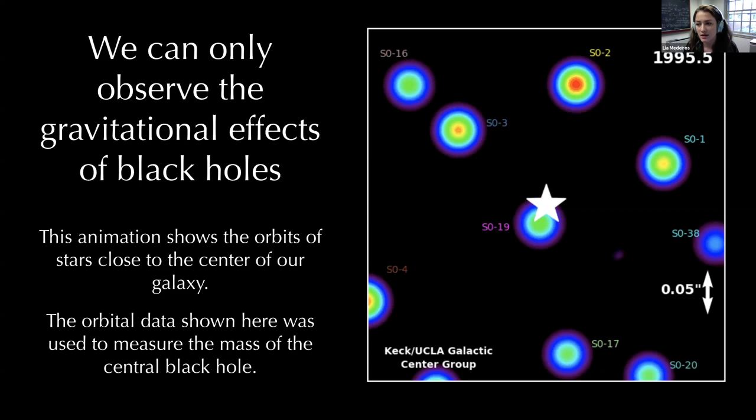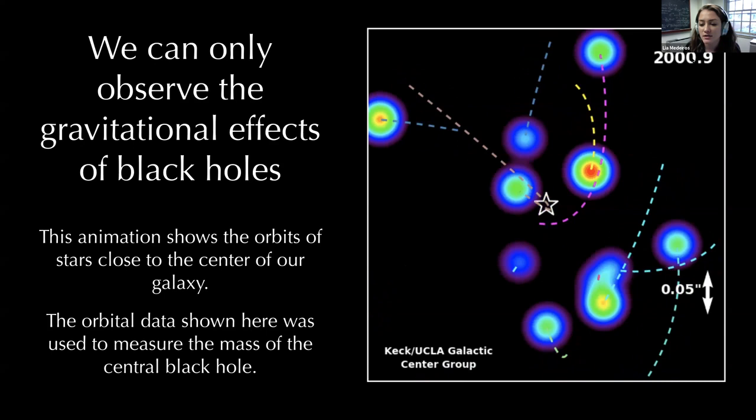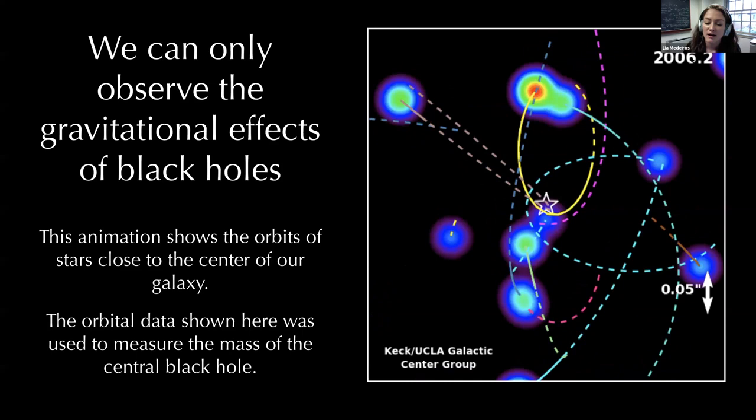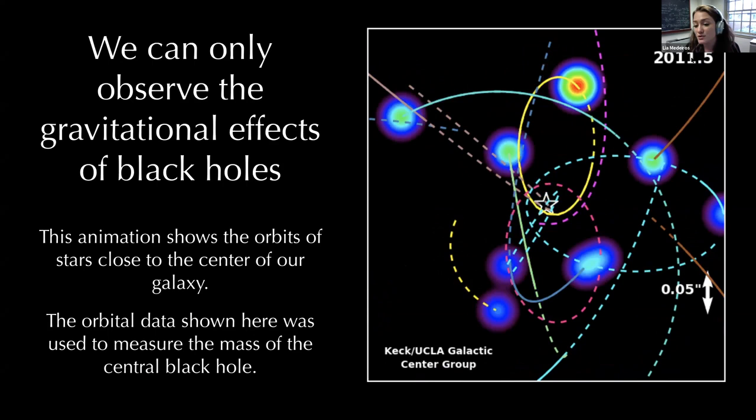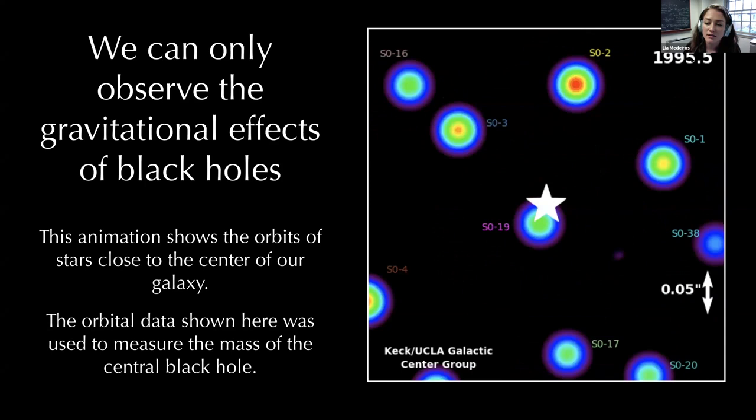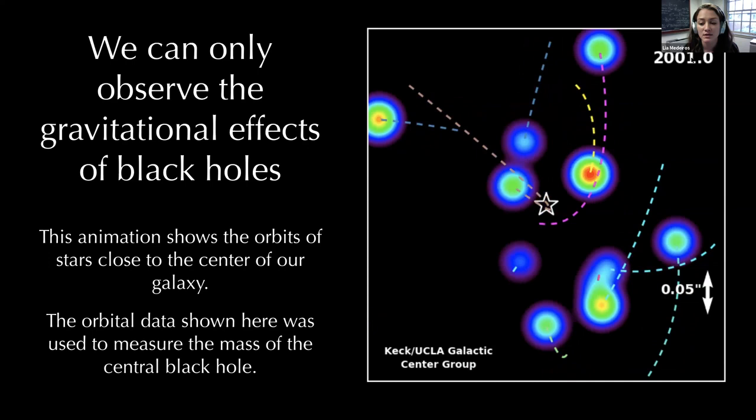As I play this animation, we will see how these stars move around in the center of our galaxy. And we can see that the people that worked on this experiment tracked the position of these stars very precisely for over a decade. What's really interesting about this is that we can use the orbits of these stars to measure the mass that is located at the center of this image at the location of that little white drawn star there.